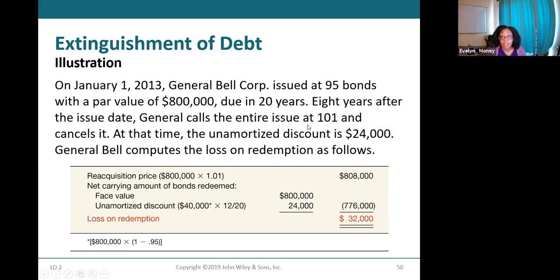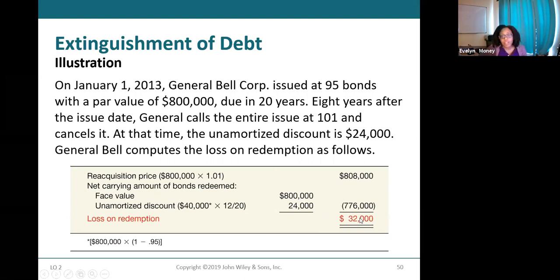So the reacquisition price is the call price, that 101. So put a percentage behind that: 101% of 800,000 is the reacquisition price. The carrying value of the bond, so the amortization of the discount was already updated for us. So we know that the unamortized discount is 24. So we're going to subtract that from the maturity value or the par value of the bonds. And that tells us that we're carrying the bonds at 776. The difference between 776 and 808 is the loss on redemption.